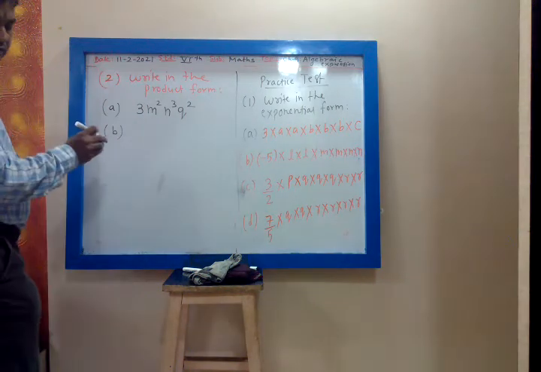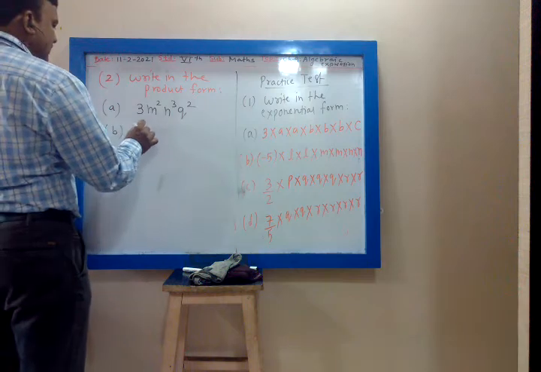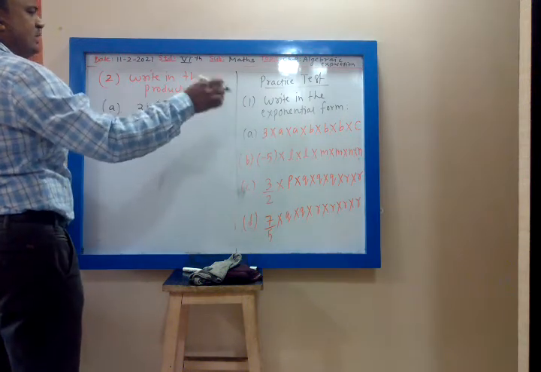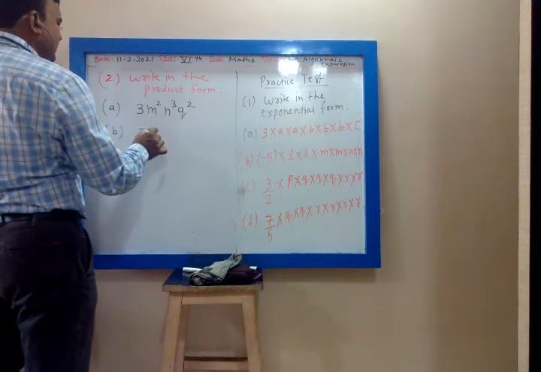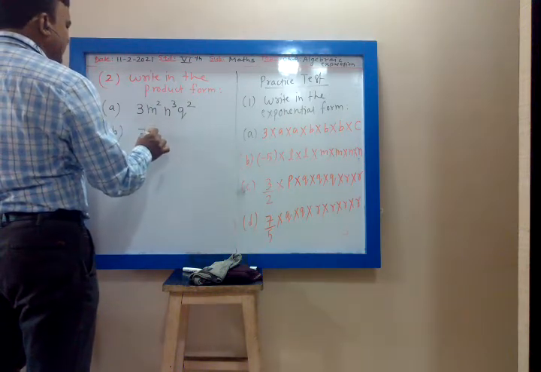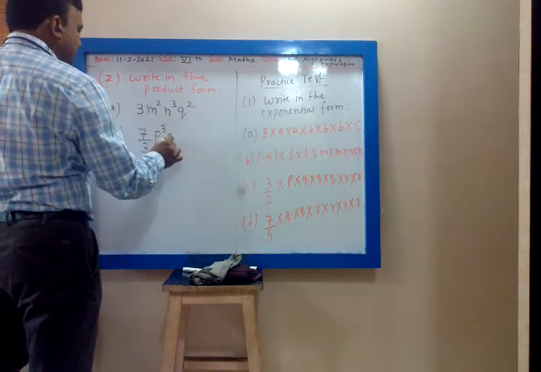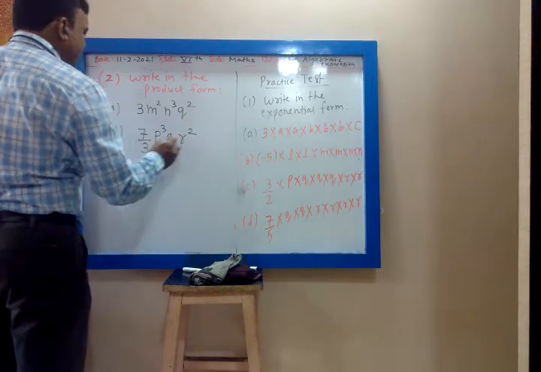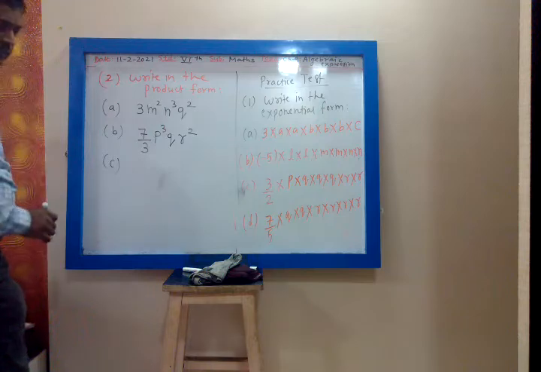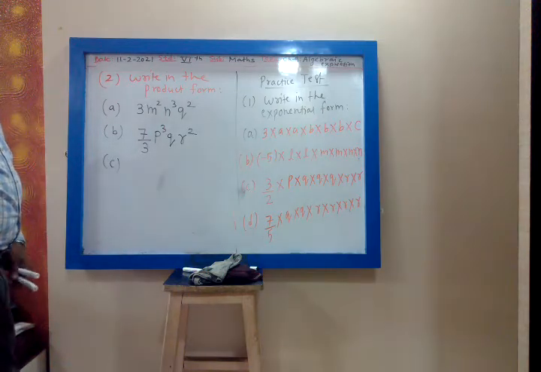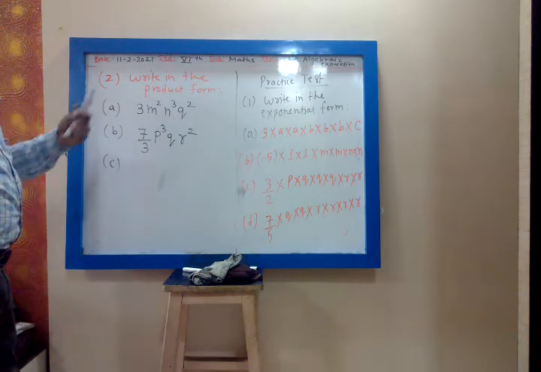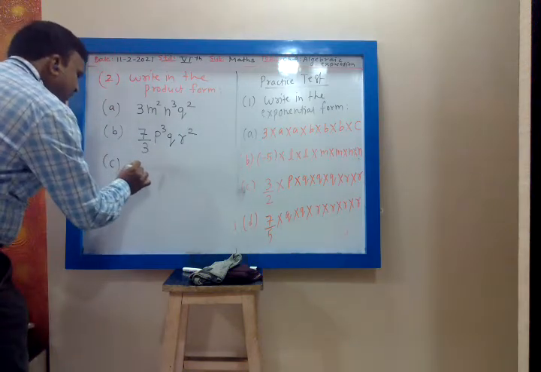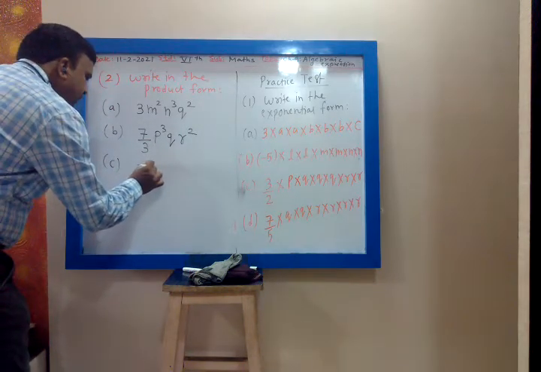Without wasting time, start solving. You can write down the answer directly. No need to write down the question. 7 by 3 p cube, p cube q, r square. Then write down in the product form, which is just like removing the cap from the head. 3p raised to 4.